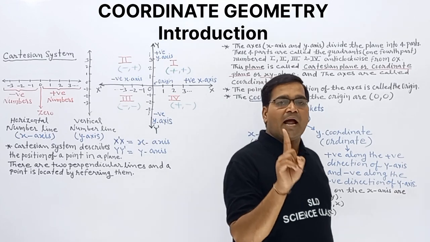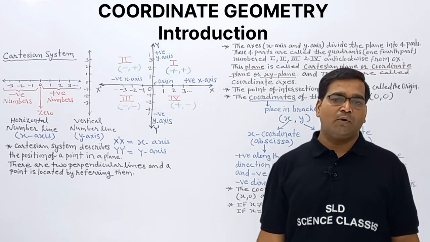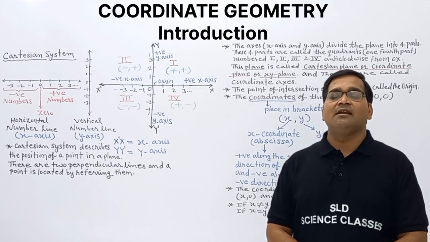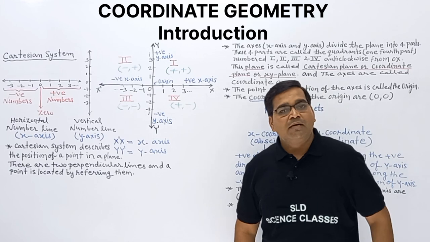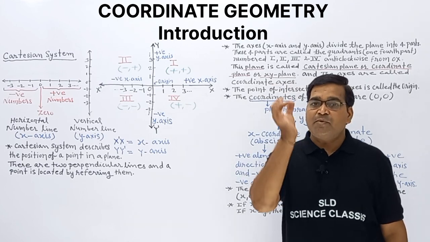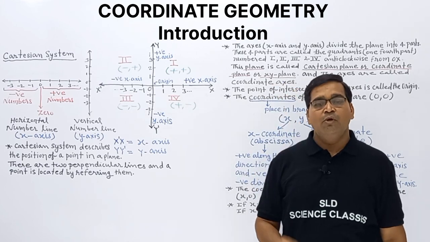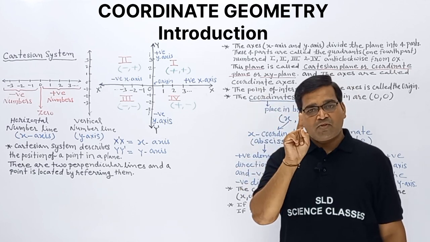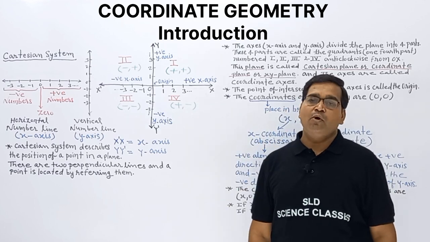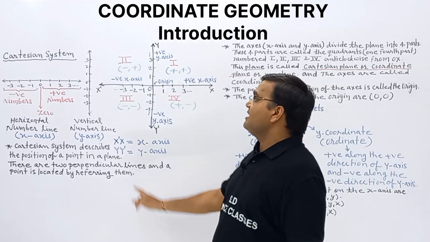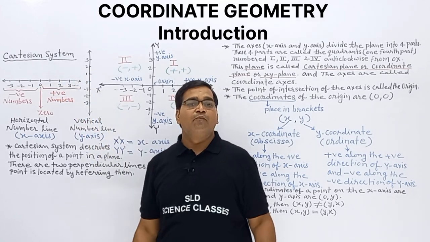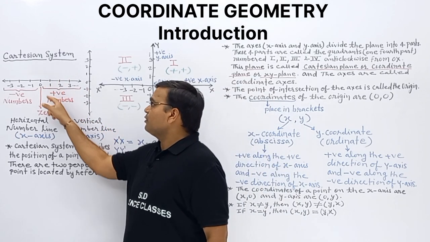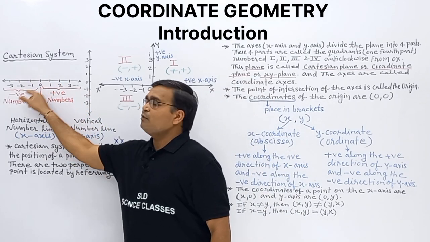Listen carefully. The Cartesian system has two perpendicular lines, and what are these two perpendicular lines? We already studied in chapter 1, the number system, and the number system starts from a number line. Yes or no? We studied in the introduction of the number system, and the starting point is the number line. So what is a number line? A number line is a line having numbers. And what sort of numbers do we use in a number line? A number line has positive numbers, 0 and negative numbers.